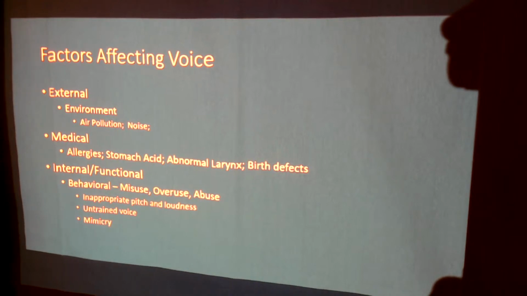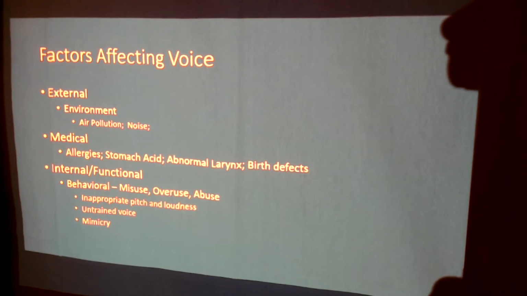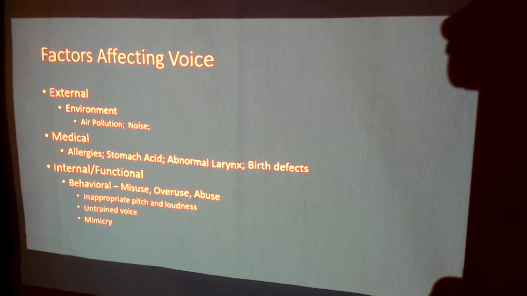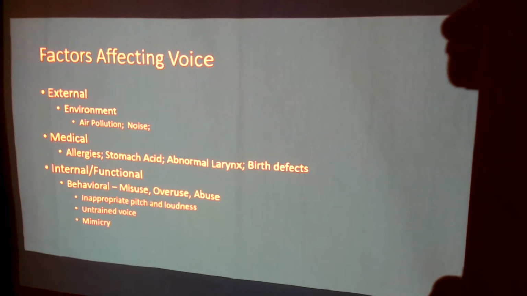Abusing your voice is like trying to ingest smoke or any other agent into your lungs through your vocal folds, like smoking, alcohol to some extent, and drugs. All these can affect your vocal folds as well.